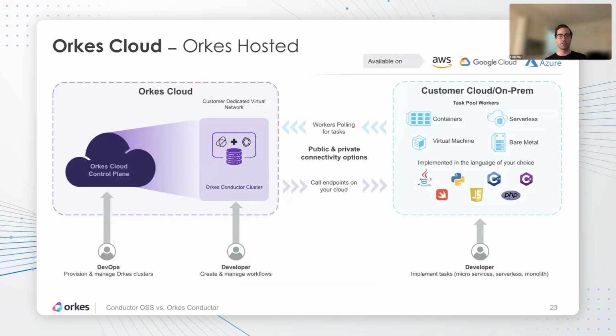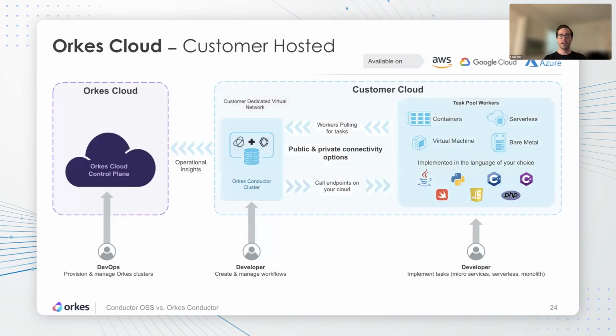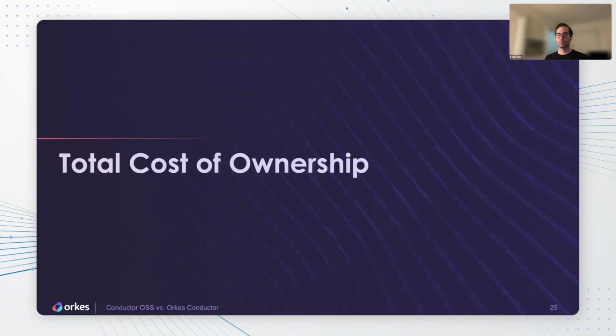We've got the Orkes hosted version here with the Orkes Cloud control plane and the Orkes Conductor cluster on the left within the Orkes Cloud. And for customer hosted, same thing here. We've got the Orkes Cloud control plane in the Orkes Cloud, but the Conductor cluster is actually on the customer cloud, again a cloud of choice. All that data compute stays on your cloud account so that you benefit from your custom security and compliance postures, while you get all the benefits of a fully managed cloud offering.